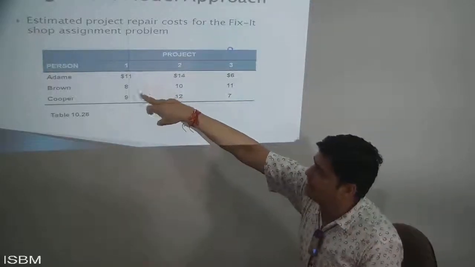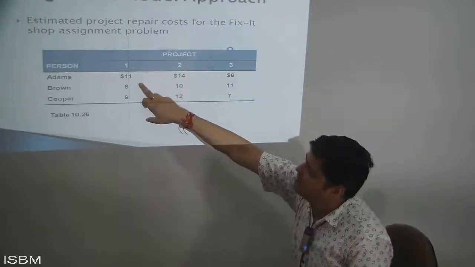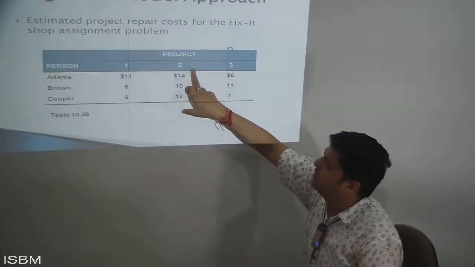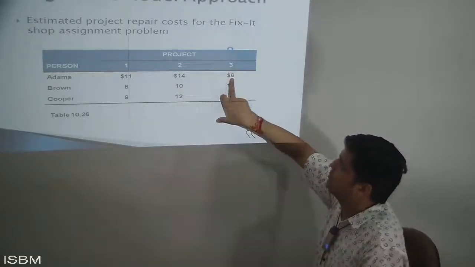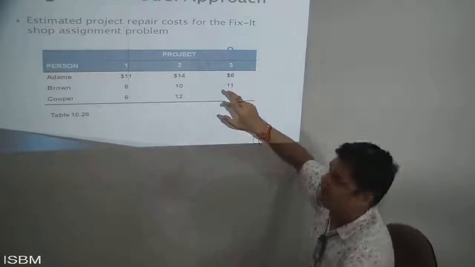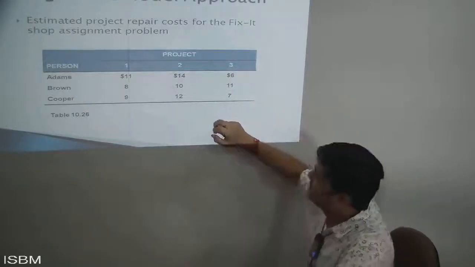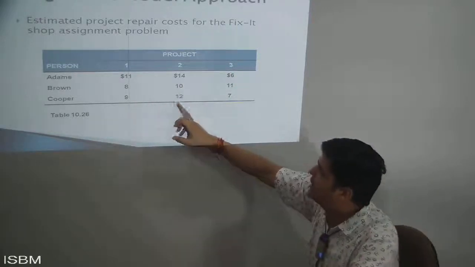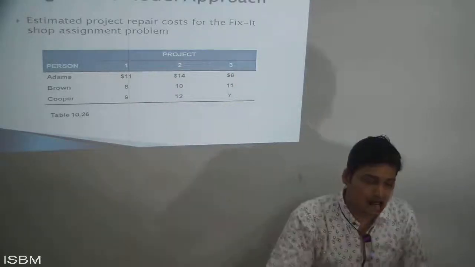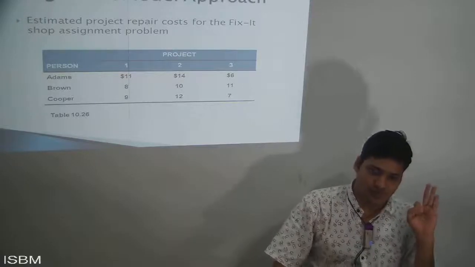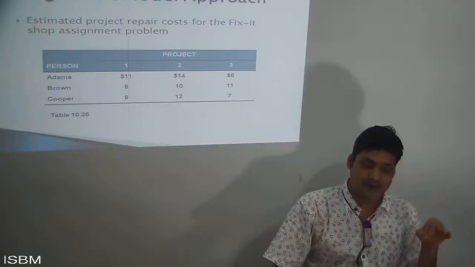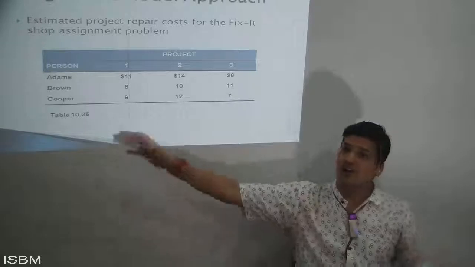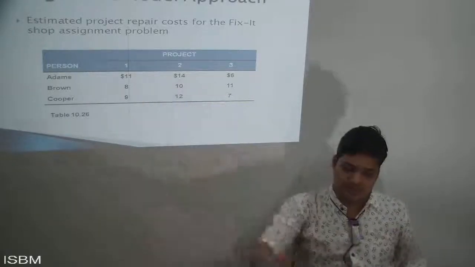Adams is assigned the first job for $11, the second job for $14, and the third job for $6. Same for Brown: $8, $10, $11. And for Cooper: 9, 12, and 7. These are the three jobs or projects assigned to three different persons at these particular costs.